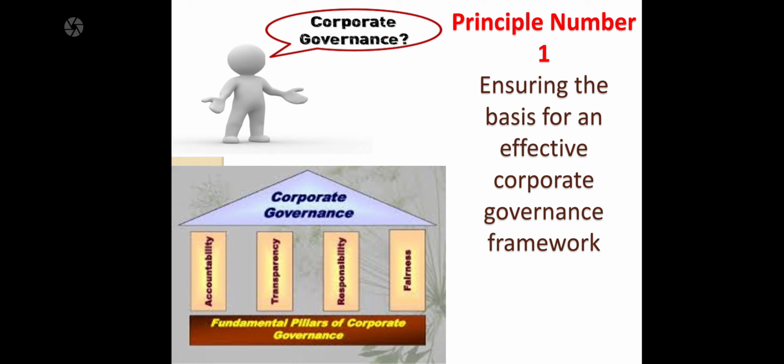Here, principle number 1 talks about ensuring the basis for an effective corporate governance framework. So every organization has to set an effective corporate governance framework. Corporate governance is a system of how we maintain accountability, transparency, responsibility and fairness. These are the pillars of corporate governance, on which we base and focus to maintain good governance systems. So what standards or things are we going to maintain? Basically, the fundamental principles of governance: every organization should be accountable, transparent, responsible and fair. So this is principle number 1 of corporate governance.